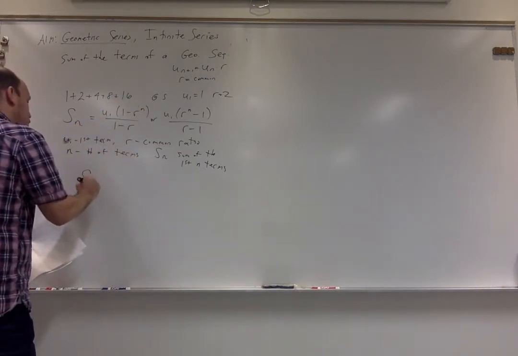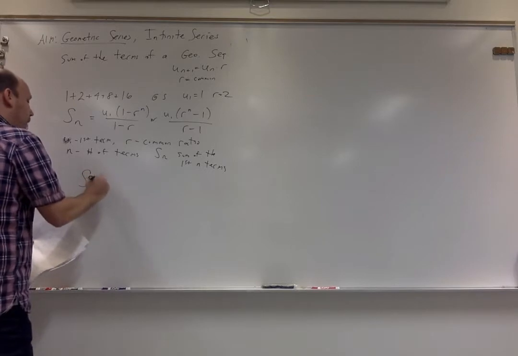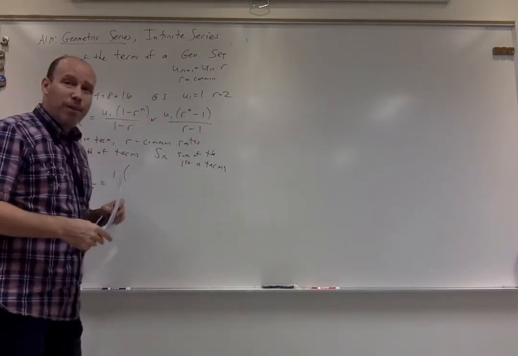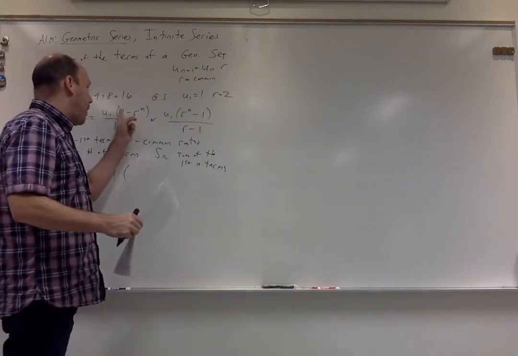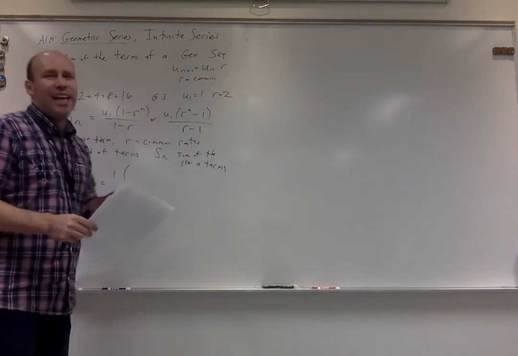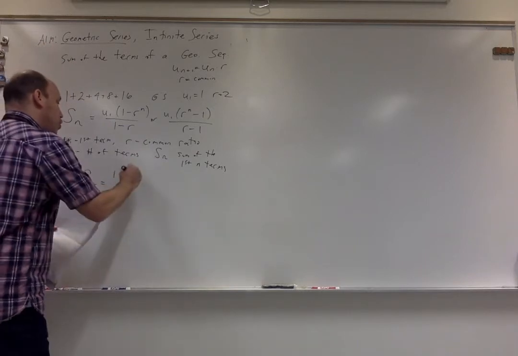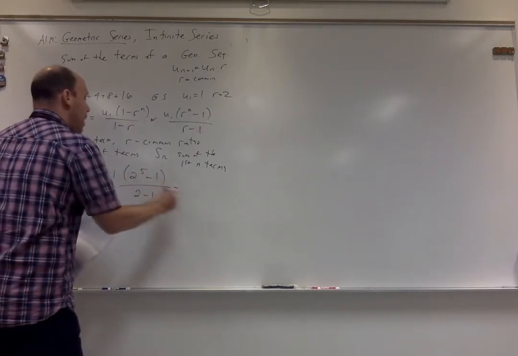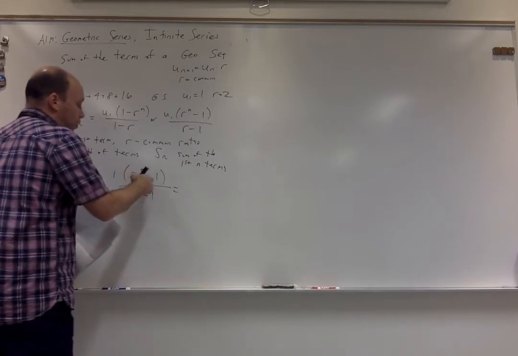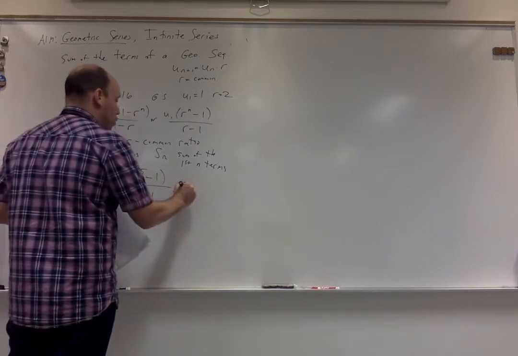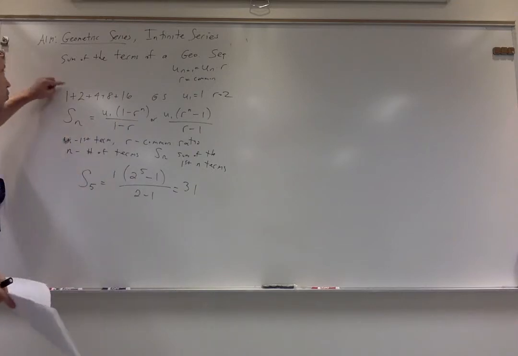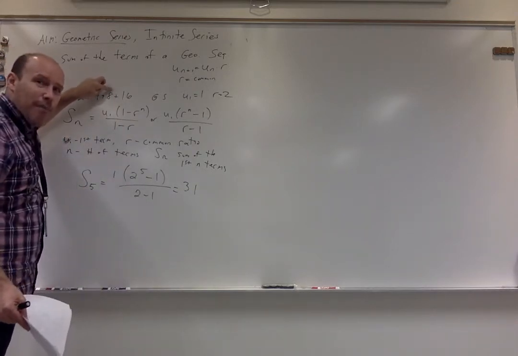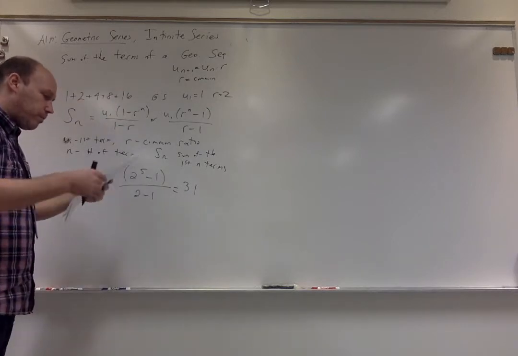So we know that S of 5 is equal to 1 times, I'm going to use the second formula because I know it's 1 minus 2 to the something, and I don't like negative numbers. So 2 to the 5th minus 1 over 2 minus 1, and that's 32 minus 1 is 31 over 1 is 31. And that makes sense. 1 plus 2 is 3, plus 4 is 7, plus 8 is 15, plus 16 is 31.